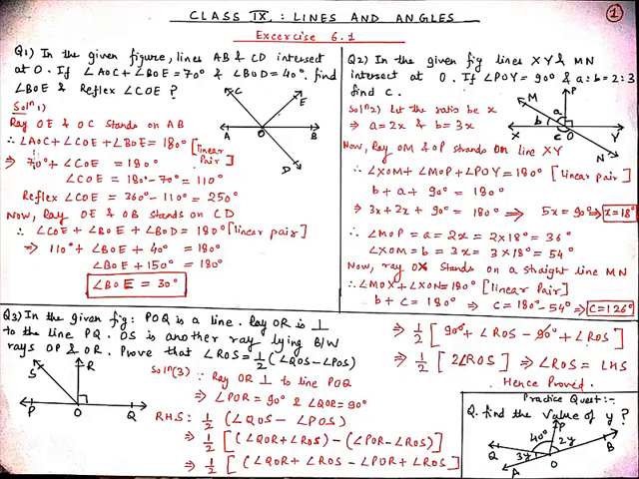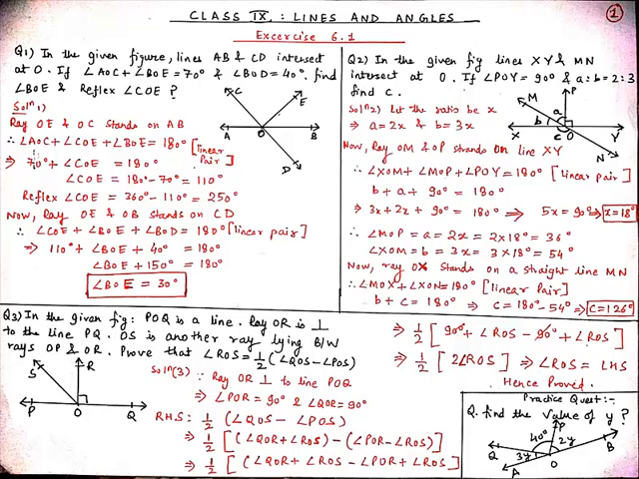Now we can see that ray OX stands on the line segment MN. So by linear pair, we can say that angle MOX plus angle XOM is equal to 180 degrees. So B plus C is equal to 180 degrees. We know the value of B, which is equal to 54 degrees. So from here, we can find the value of C, which is equal to 180 minus 54 degrees. So C is equal to 126 degrees.